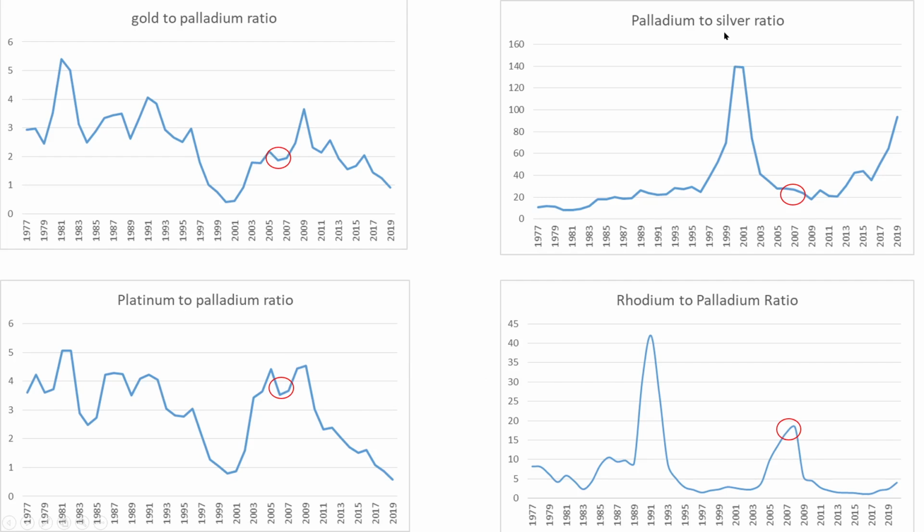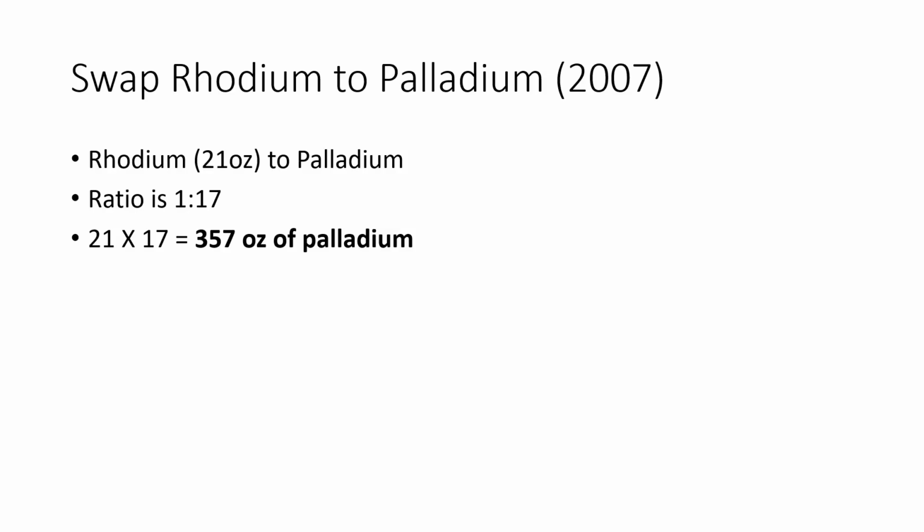Palladium is cheap to rhodium. Palladium's cheap to silver. And palladium is cheap to gold. So it's cheap against all of them. That's the one we want to pick. So we swap our rhodium to palladium. The ratio is at 1 to 17.